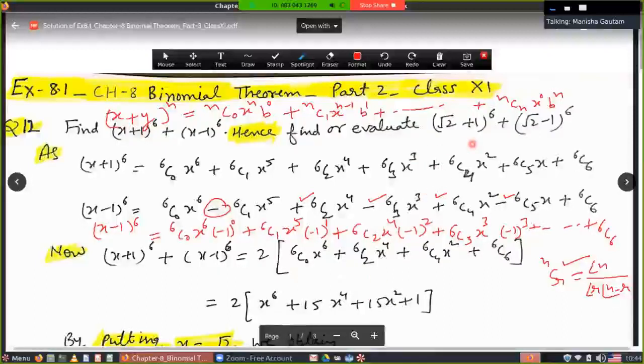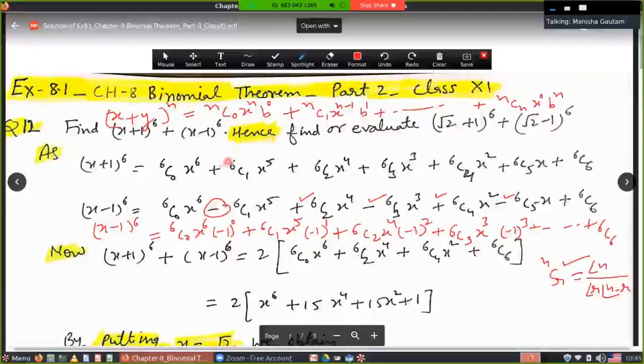next part of this question is evaluate (root 2 plus 1) whole power 6 plus (root 2 minus 1) whole power 6. It means what? In the expansion which you have solved here, you have to put x is equal to root 2, and you will get the value of this required evaluation part. You must remember it here. The word "hence" is written. Hence means what? Solve the previous one and find the next one.